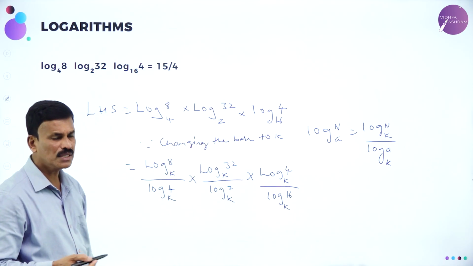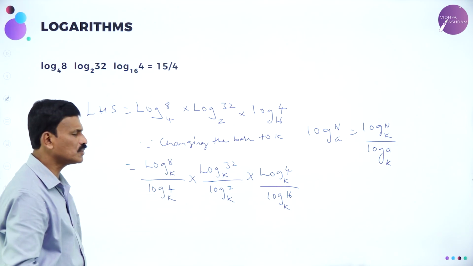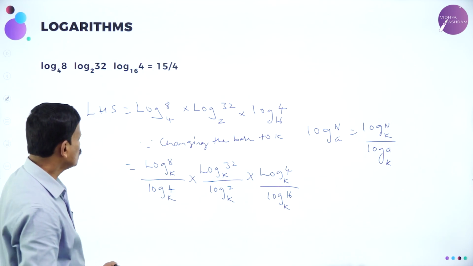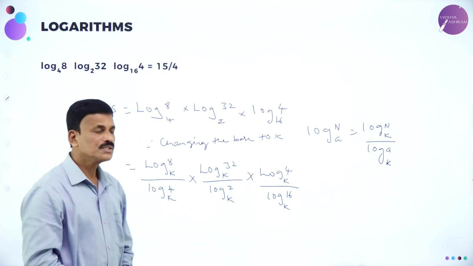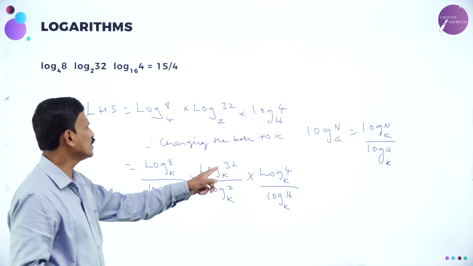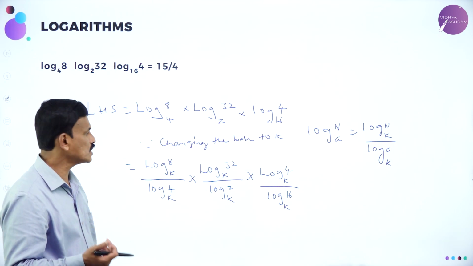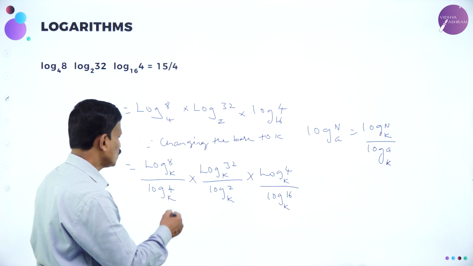Even if you don't write the base, just log 8 by log 4 into log 32 by log 2 into log 4 by log 16. So again, here nothing will get cancelled. So we can write 8 as 2 cube and 32 as 2 to the power of 5, 4 as 2 squared and 16 as 2 to the power of 4, then simplify, you'll get the answer. That's it. Now I'll go to the next page.